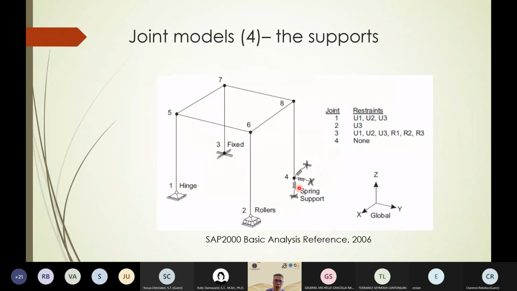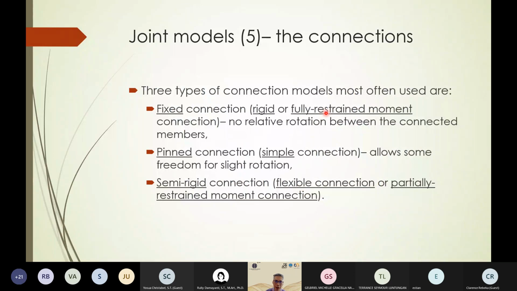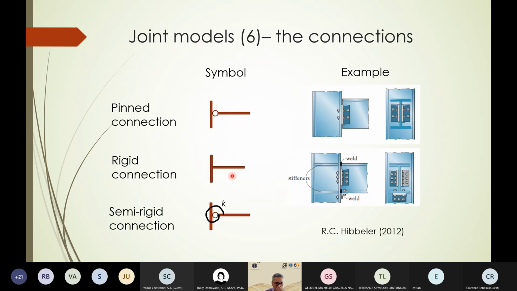That's about the spots. How about the connections? Basically, there are 3 types of connections. The first one is fixed connections. It means no relative rotation between the connected members. The second one is pin connections or simple connections, which allow some freedom for slight rotation, and the third is semi-rigid connections. This is the illustration, the symbols that we use for pin connections. In steel structures, the typical pin connection is like this. The details of the pin connection in steel structures: we use just this one and then bolts to here, the T section.